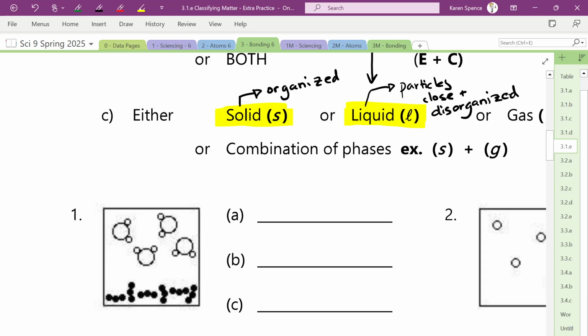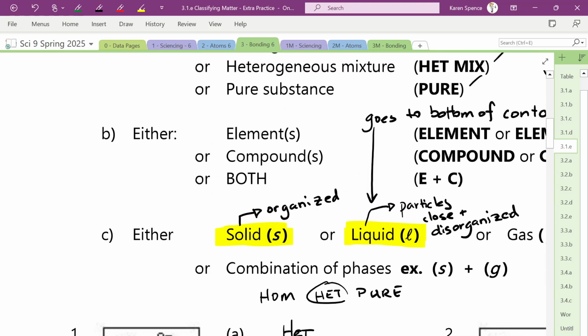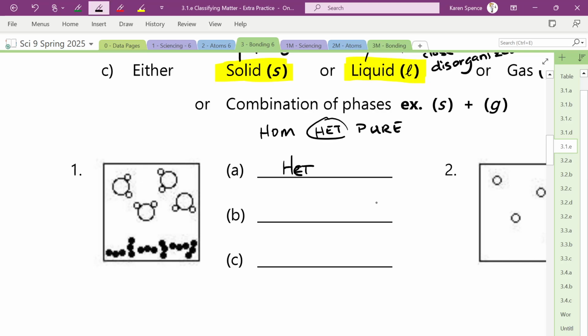So first of all, is it homogeneous mixture, heterogeneous mixture, or a pure substance? It is heterogeneous. And I'm just going to write het. Okay. Is it an element, a compound, or both?